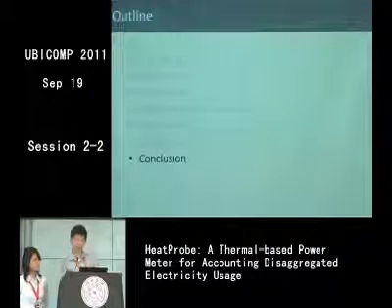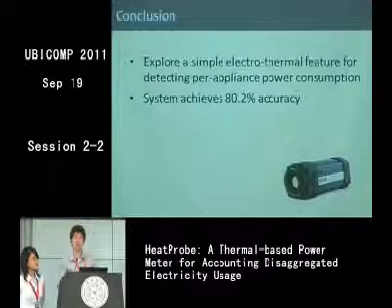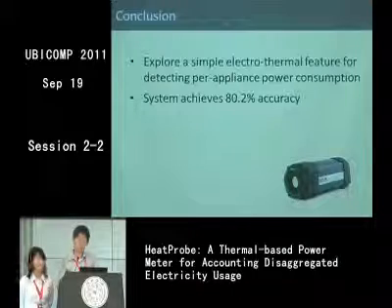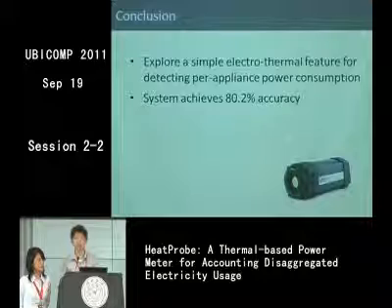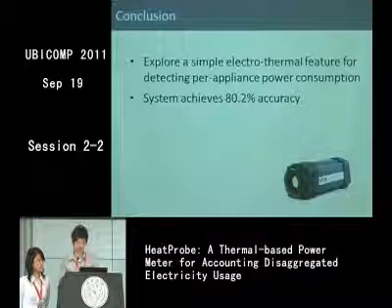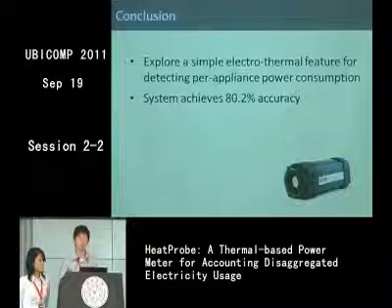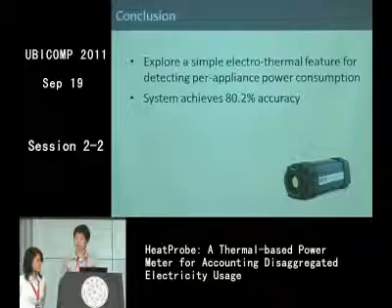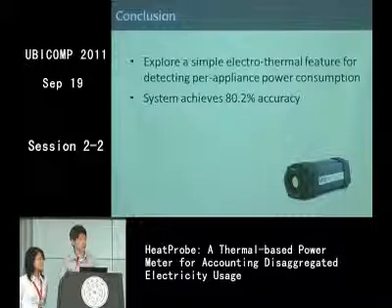Now I would give a conclusion finally. HeatProbe uses thermal-based sensing to monitor per appliance power consumption. To the best of our knowledge, this is the first research using electro-thermal features from appliances to check appliance usage. That is, we use surface temperature change to imply appliance on or off. Our system, HeatProbe, also achieves 80.2% accuracy for counting per appliance power consumption.